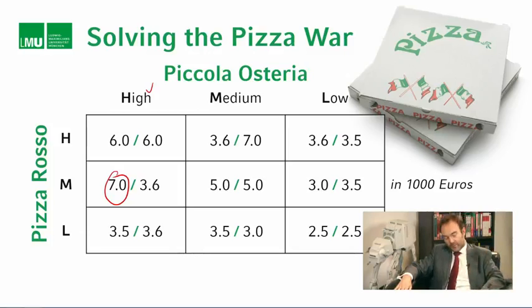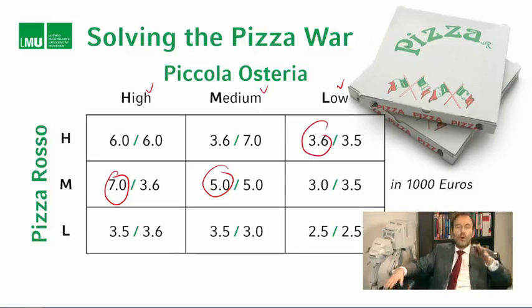If Piccolo Osteria chooses a medium price, then the best response, the best strategy that Pizza Rosso can choose, is to choose a medium price again. If the Piccolo Osteria chooses a low price, the best strategy by Pizza Rosso is actually to choose a high price, right? 3.6 versus 3 versus 2.5. Why do they do it? They've basically given up the market for the price-sensitive consumers, and they only sell to their loyal consumers at a high margin.